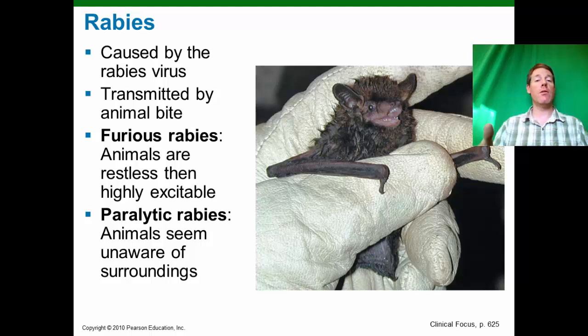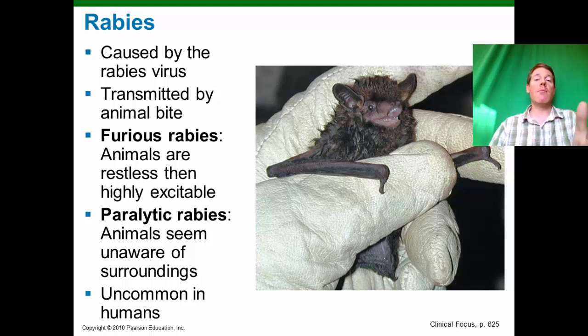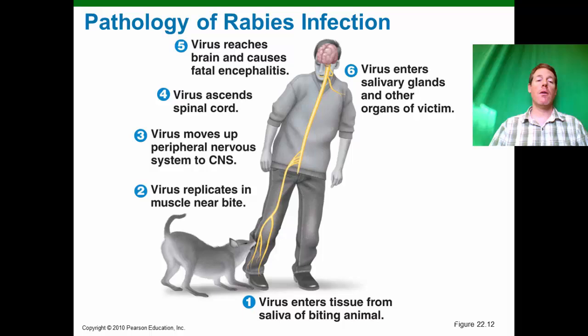You might find a raccoon on your front porch that seems like it's acting friendly. This would be a dangerous situation because you might be tempted to approach it and see if it's okay, and then it might bite you and give you rabies. Rabies is actually quite uncommon in humans. Occasionally it's transmitted to humans from animals, but it's more common in non-human animals.